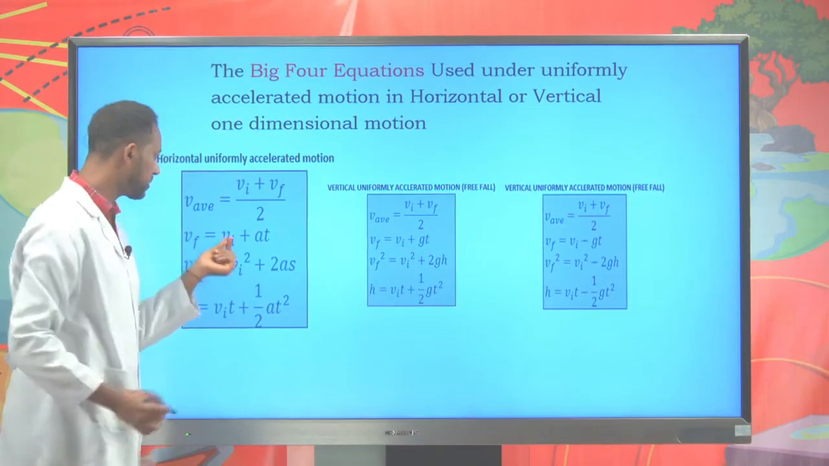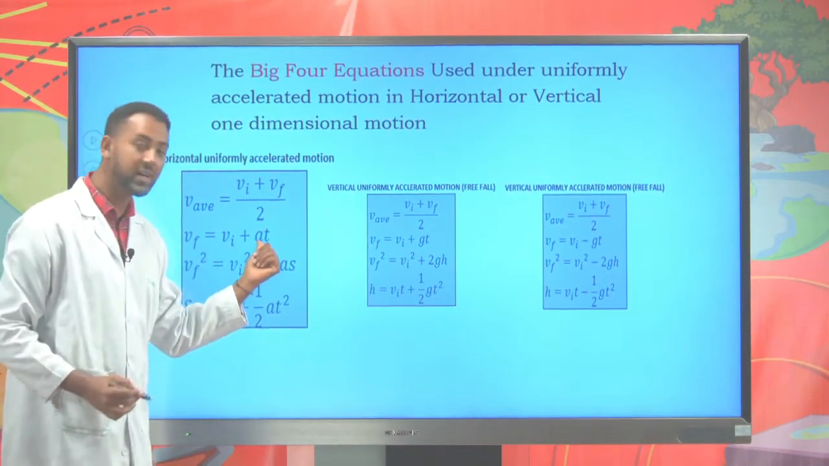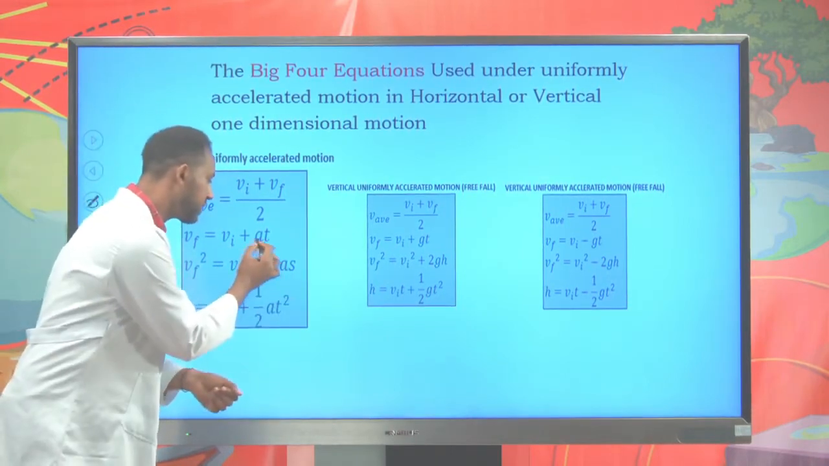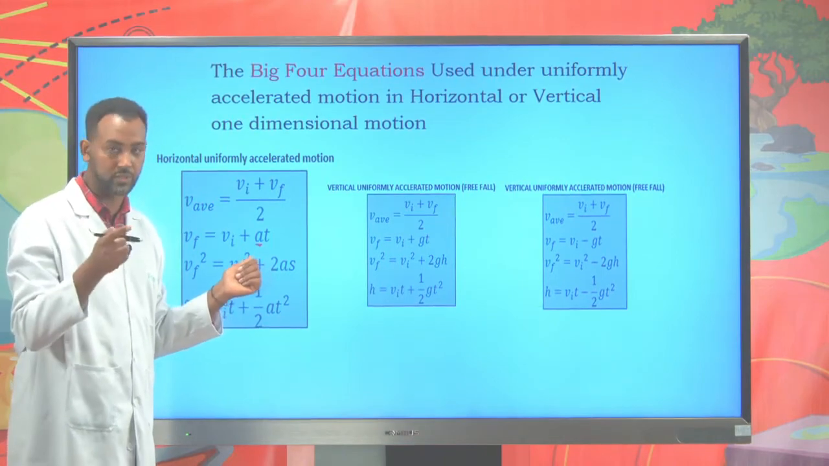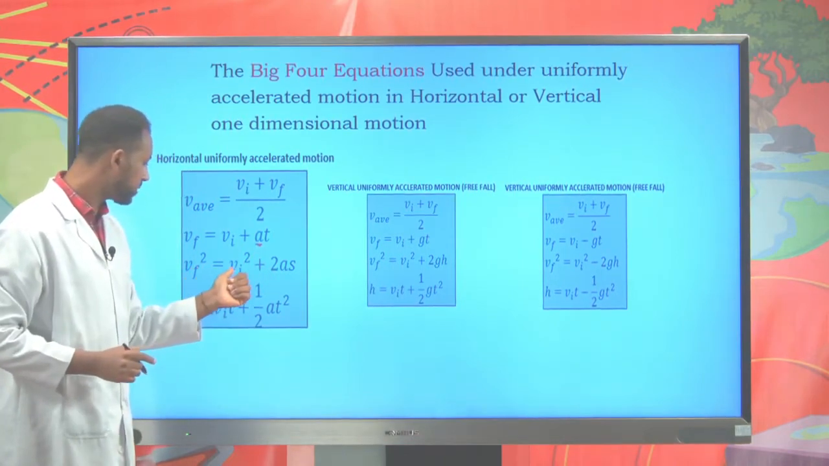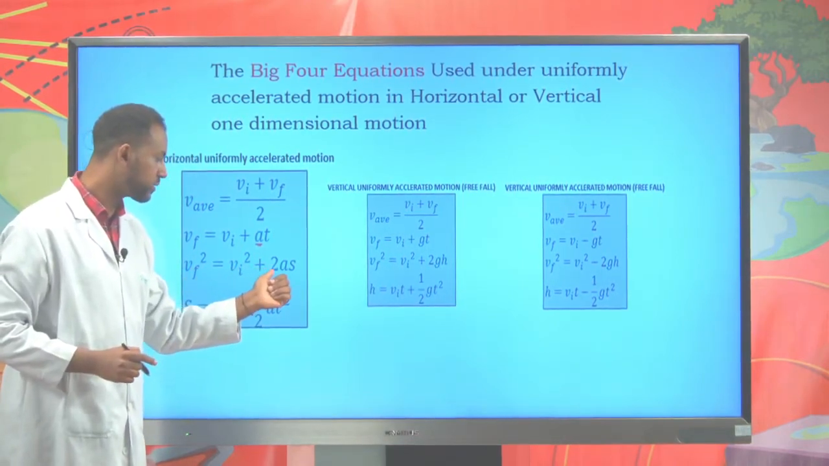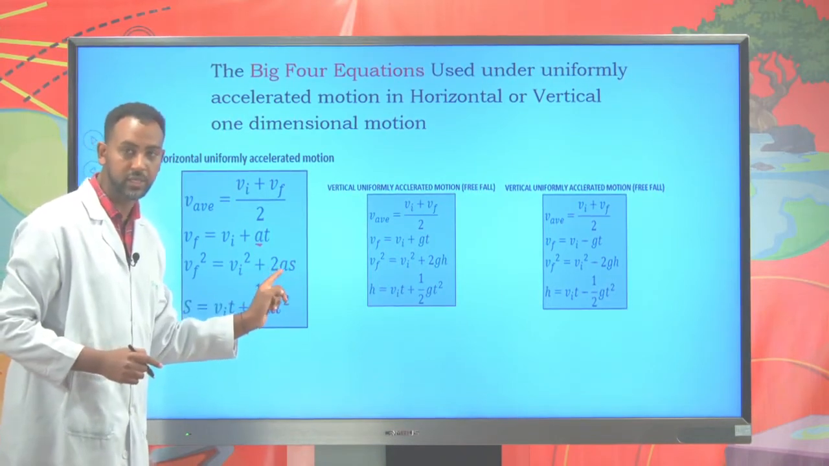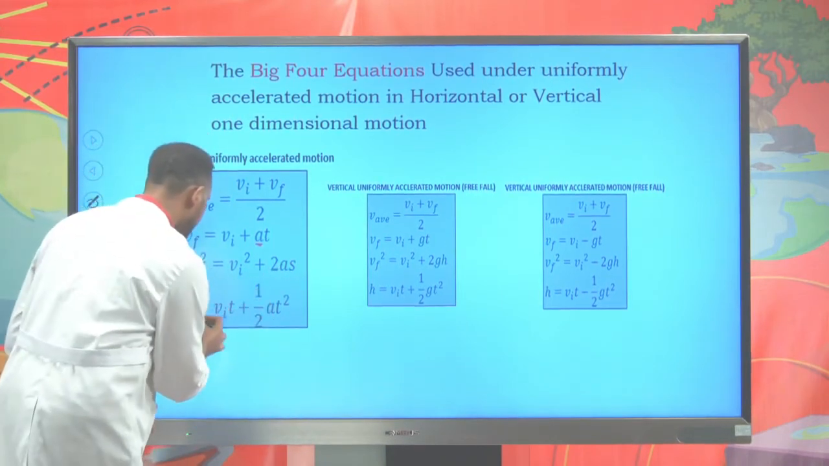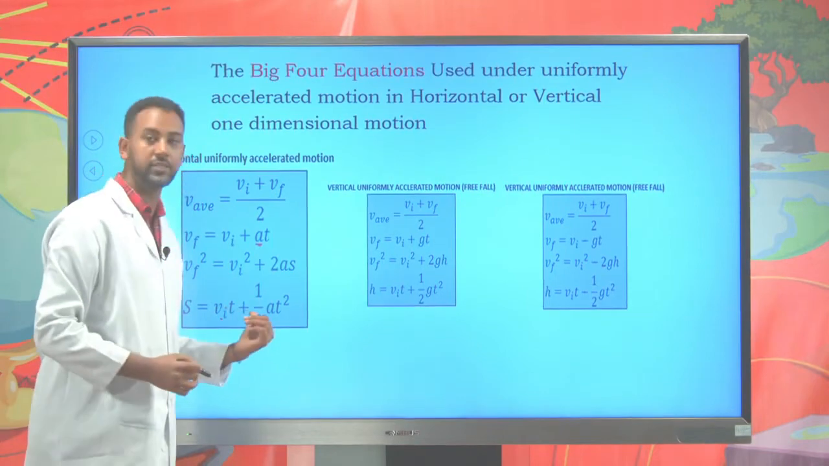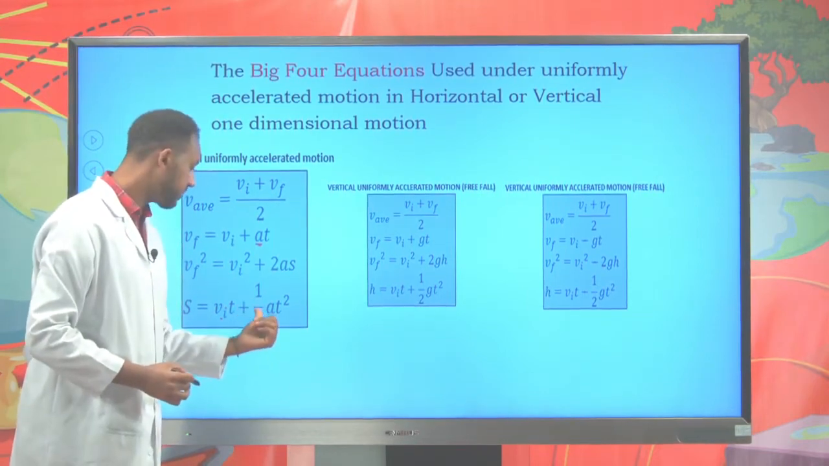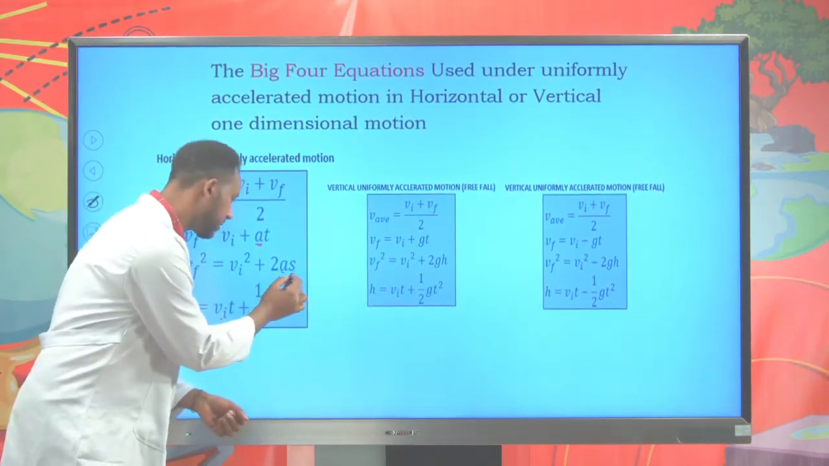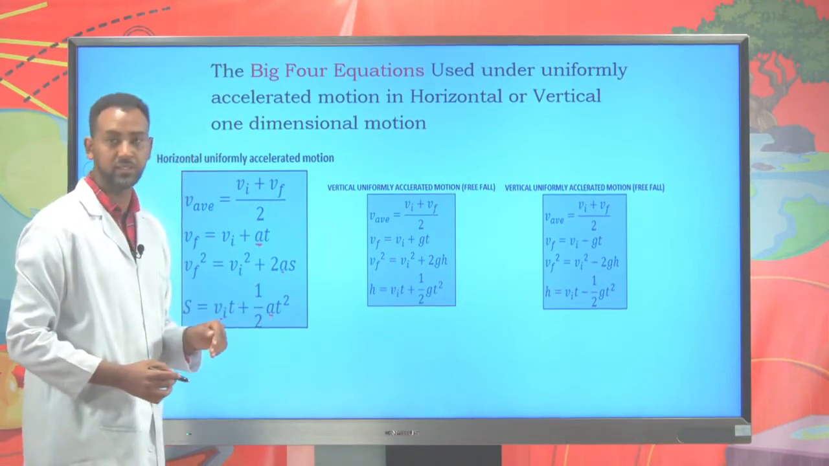The final velocity is equal to the initial velocity plus acceleration times t, and remember that this acceleration is constant. The final velocity squared is equal to the initial velocity squared plus twice the acceleration times displacement. And displacement s is equal to initial velocity times t plus half times acceleration times t squared. Look here, the acceleration remains constant.